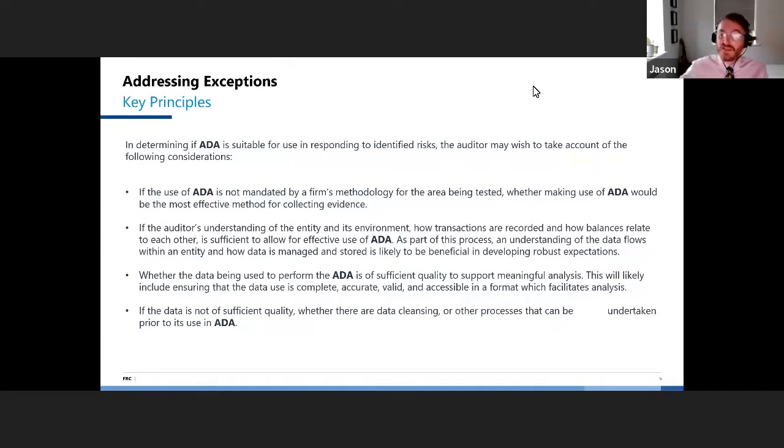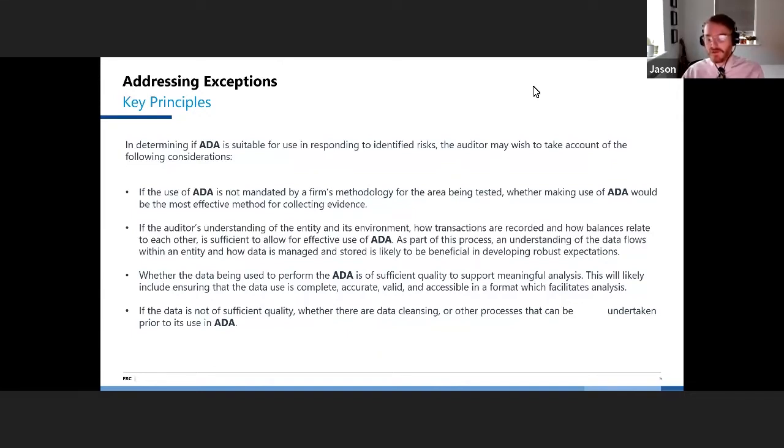Which brings us really to the final key principle, which is thinking about data cleansing or other processes that people might undertake prior to using a data analytic. So taking information straight from the company and then going through it, cleaning that data up, making it suitable for use with an analytic. And this is where we've had an ongoing debate, and I think it's one that's going to go on for a little while: what is a reasonable level of cleansing of data, and what is, in some ways, building a data set that isn't representative of the original data.